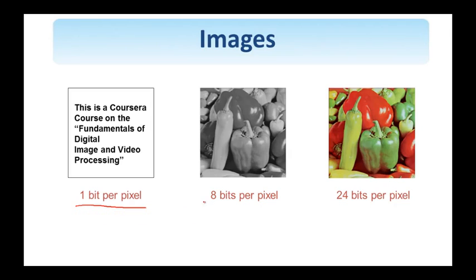In the middle you see, again, an 8-bit per pixel image, while on the right is a 24-bit per pixel image. This is a true color image. I have 2 to the 24 different color values. This should be around 16 million different colors to represent such an image.